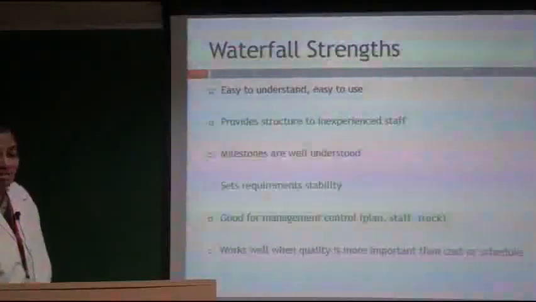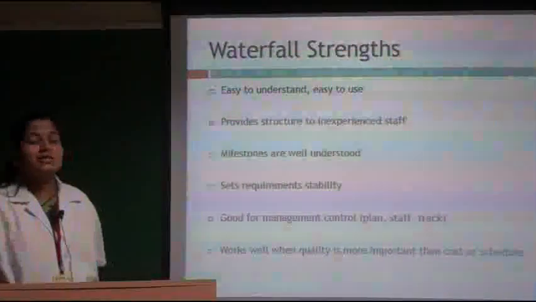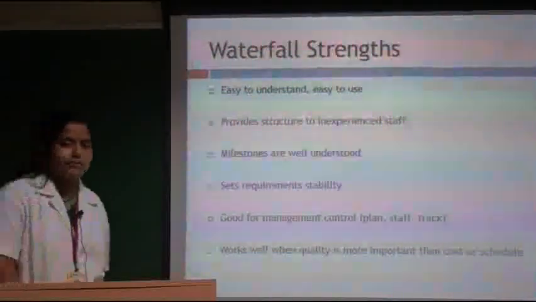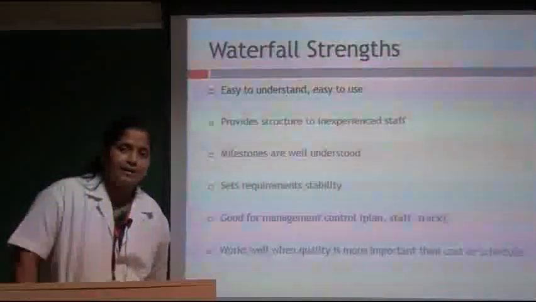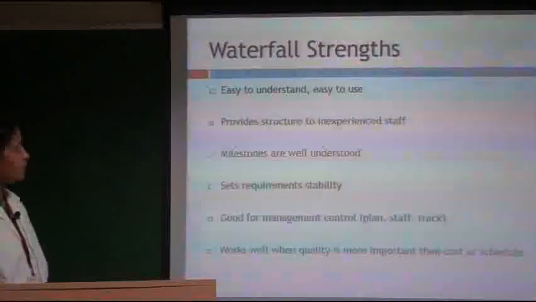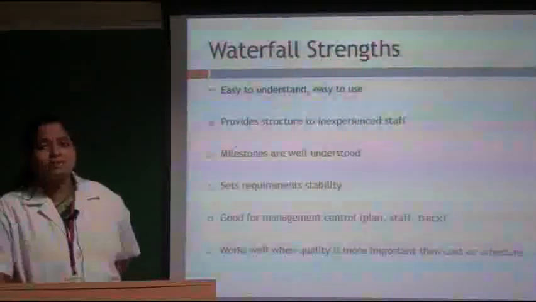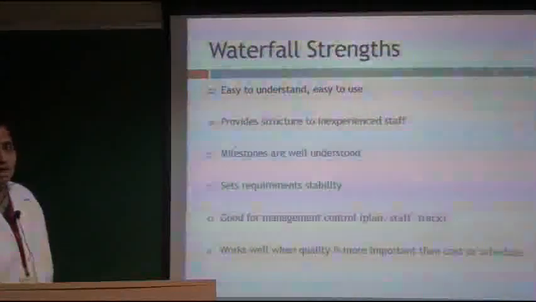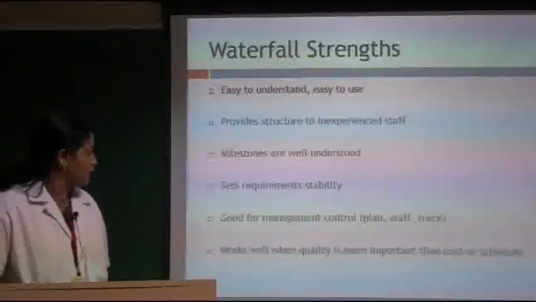What are the strengths of this waterfall life cycle model? It's easy to understand, easy to use. Even a non-computer person can easily understand it, and they can implement it with the help of this life cycle model. It provides structure to the inexperienced. There is no prior experience required to handle or operate this model.